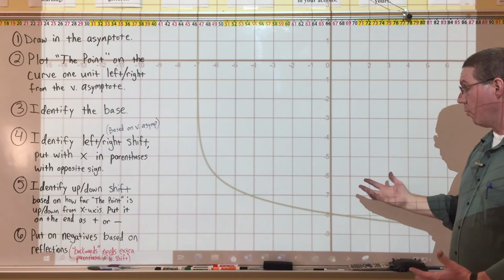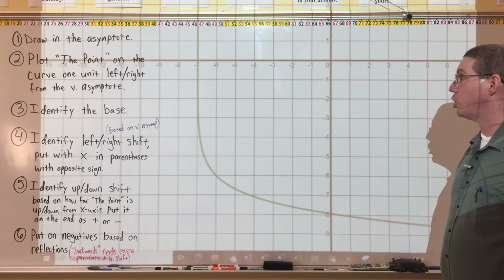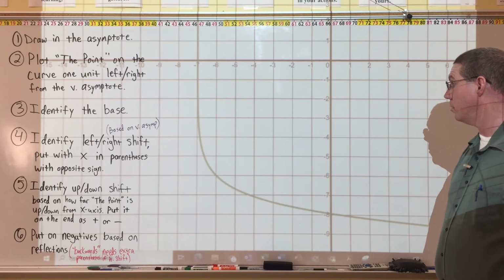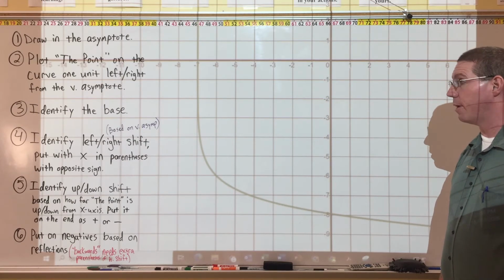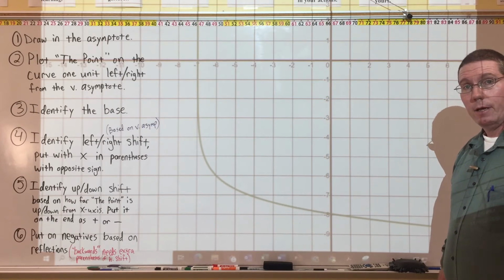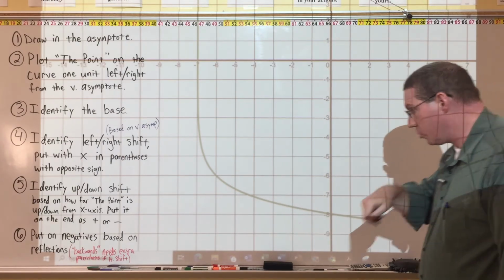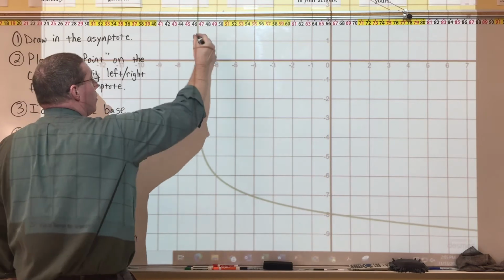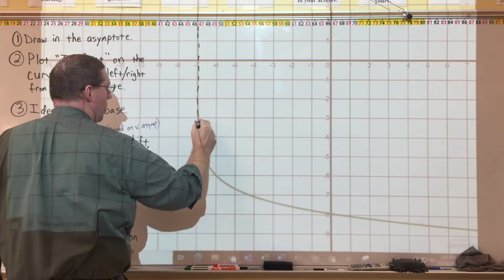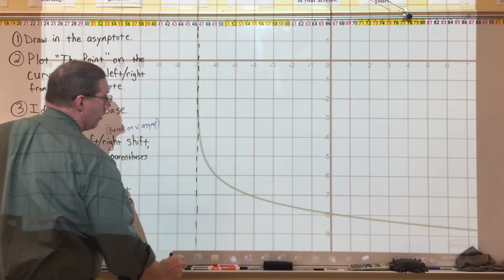All right, here's another one. Your chance to shine on your own, unfortunately, but why don't you pause the video and see if you can figure this one out. All right, so first thing I'm going to do is draw in the vertical asymptote. Looks like it goes vertical right about here, so there's my vertical asymptote. Draw right along there. Okay.